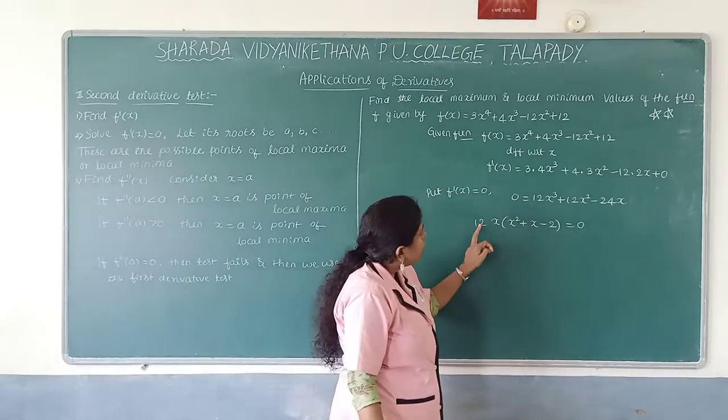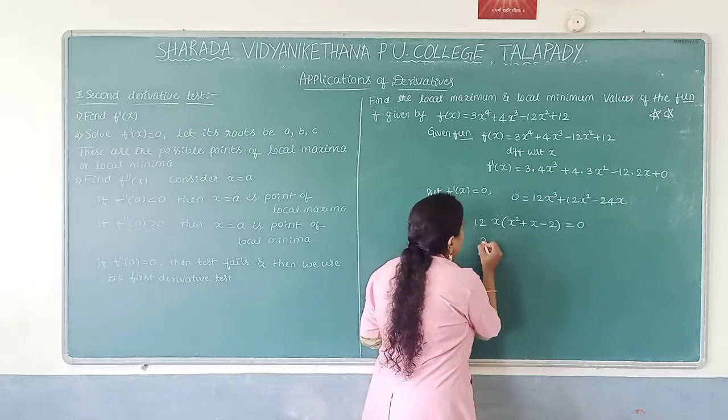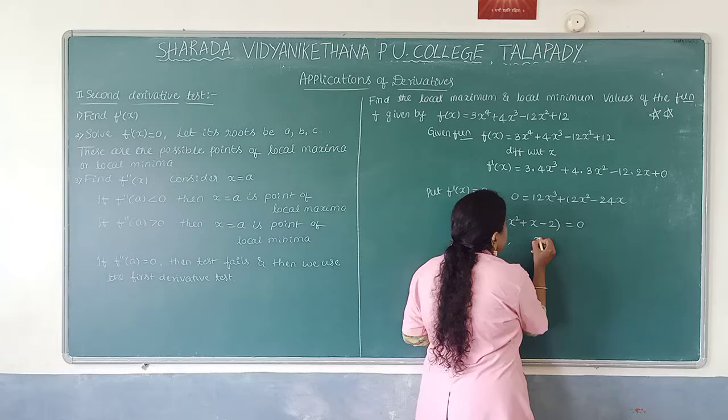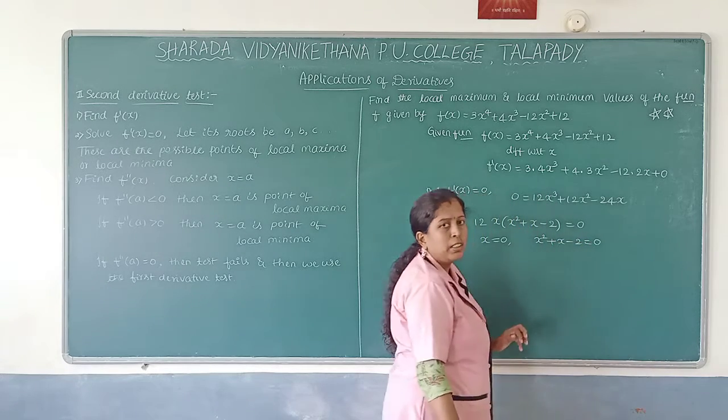See, easily 12 goes to the denominator, which means 0 by 12 is 0 only. One value we get as the answer directly: x is equal to 0. Then the other factor is x square plus x minus 2 is equal to 0.